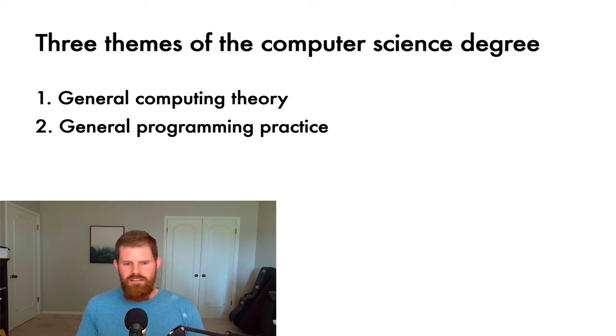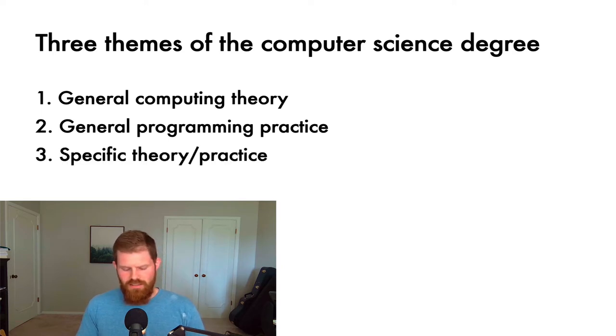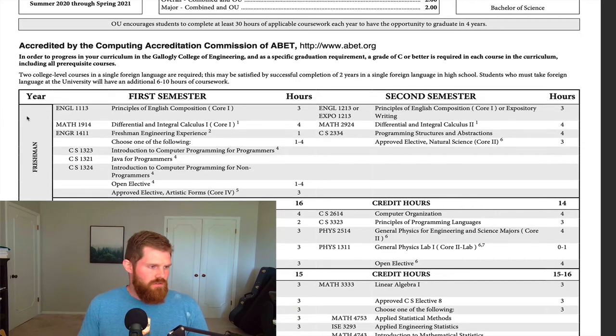And then thirdly, there is a specific theory or application type course as well. So this is like specifically looking at database theory or network theory or cryptography or special application of one of those subjects. So those are the three things: general theory, general application, and then specific theory or application. Okay, so let's look at this course.